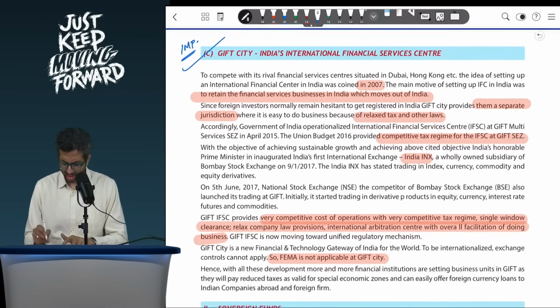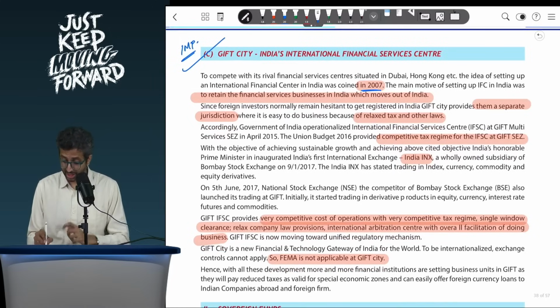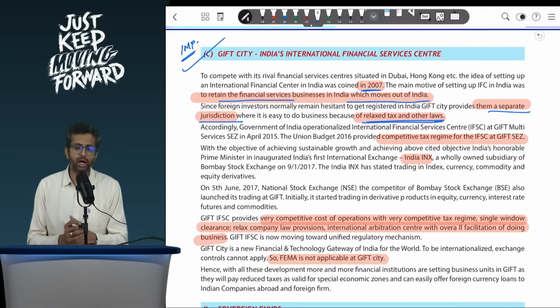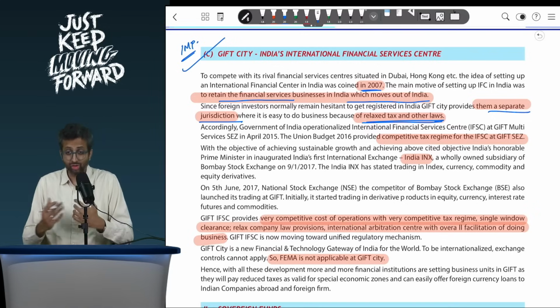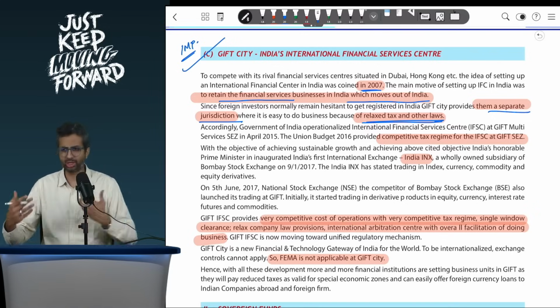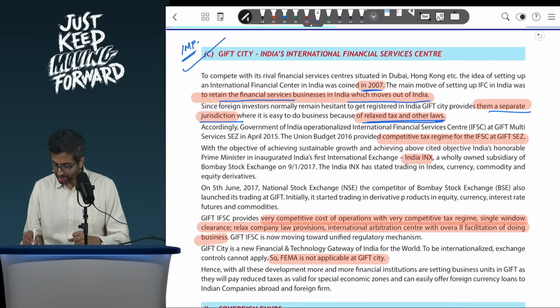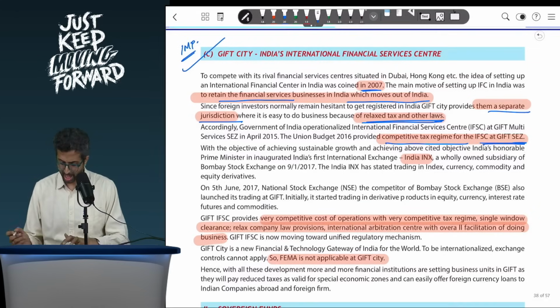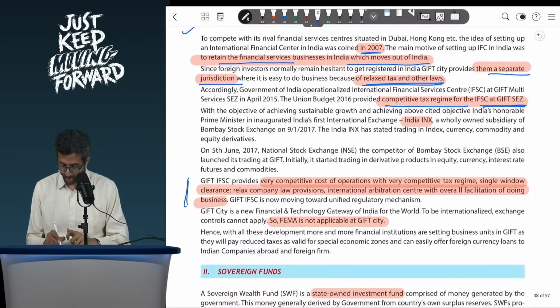Okay, Gift City. A lot of talk around this. It was set up in 2007. The main objective was to retain financial services which move out of India. We treat this as a separate jurisdiction, with relaxed tax laws. The budget has given a lot of relaxations over here. Exchanges have been set up by the NSE and BSE over there. A lot of global players are also coming. So there's a competitive tax regime at the Gift SEZ. Gift provides very competitive cost of operations, competitive tax regime, single window clearance, relaxed company law provisions, international arbitration, and overall facilitation.